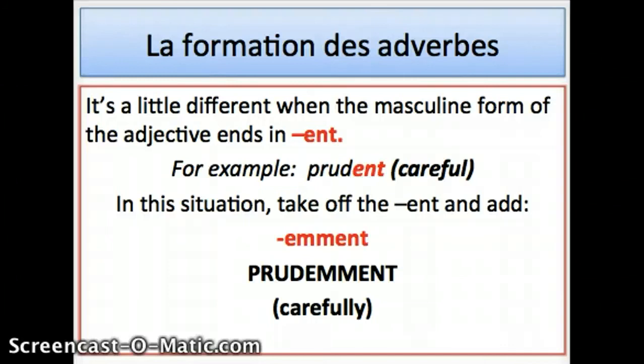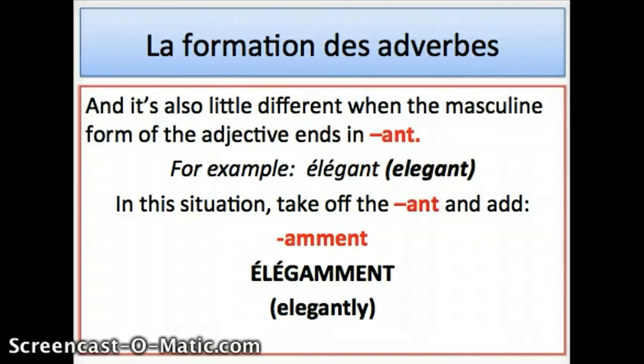Notice that the emment is pronounced prudemment, prudemment. All right, so now let's look and see what happens when you have a masculine form of an adjective ending in ant. For example, élégant means elegant. So in this situation, what you're going to do is take off the ant and add amment. All right, so élégant becomes élégamment, which means elegantly.